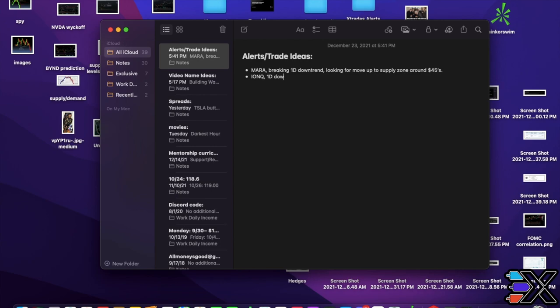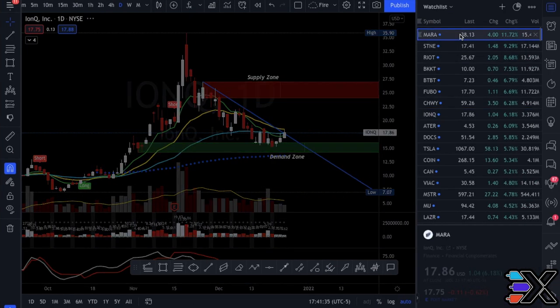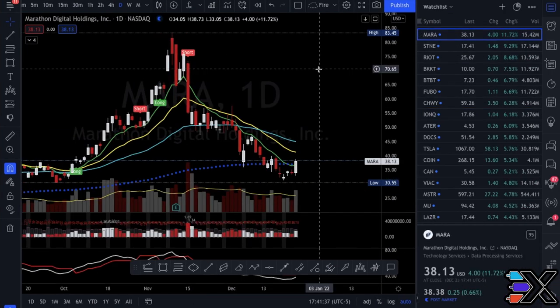In our first example, MARA, you saw that I put it was breaking the one-day downtrend, looking for a move to supply around 40s. IONQ, one-day downtrend, close to breaking out. And I'll probably look for a move to supply on that as well.